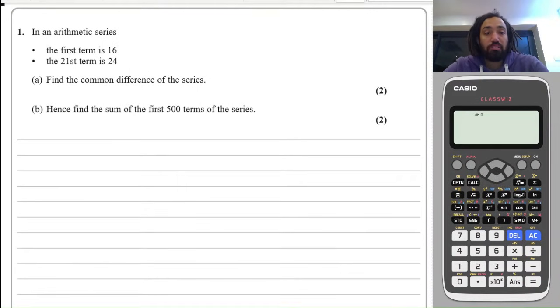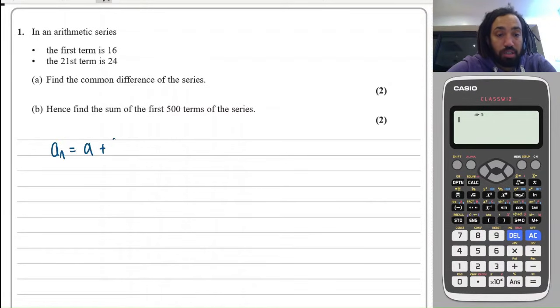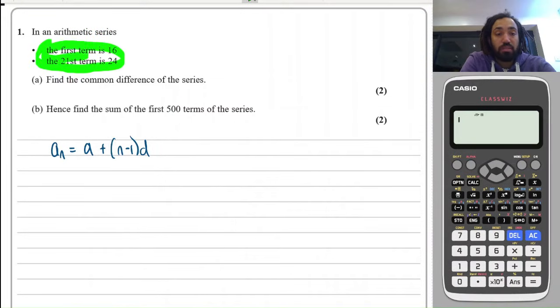First question, arithmetic series. Well, the formula for the nth term, which you're not given, is that an is equal to the first term plus the number of terms minus 1 times by the difference. So we can apply that to both of these bits of information at once, really. Because let's look at the 21st term.